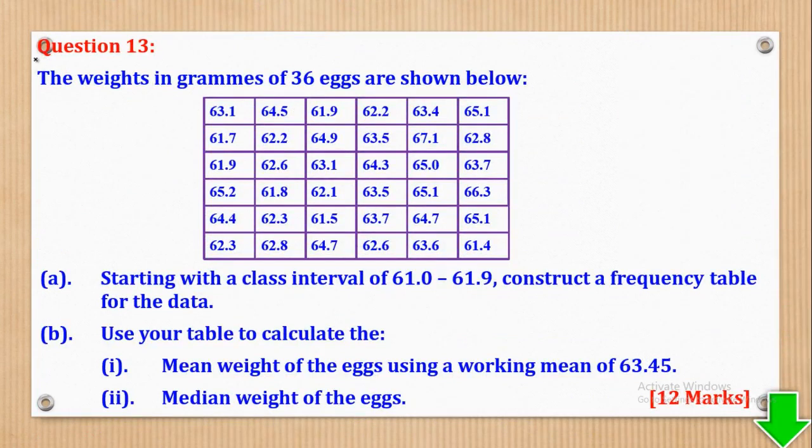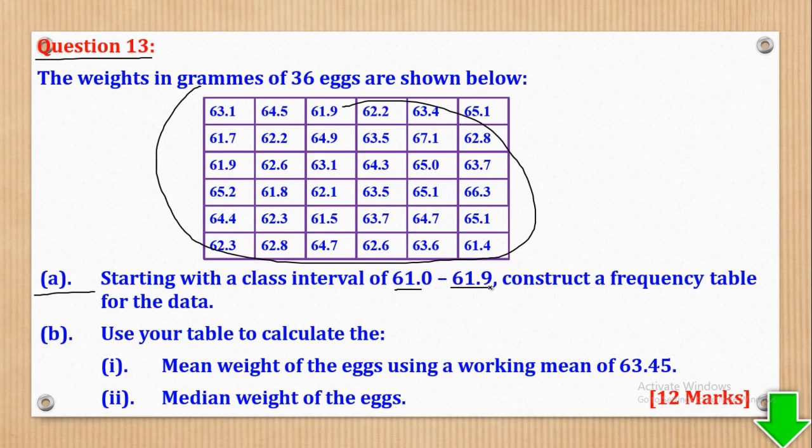So now we shall go to question 13. Question 13 says the weights in grams of 36 eggs are shown below. So these are the weights. Part A, starting with a class interval of 61.0 to 61.9, construct a frequency table for the data. Then part B, use your table to calculate Roman 1, the mean weight of the eggs using a working mean of 63.45. Then Roman 2, calculate the median weight of the eggs.